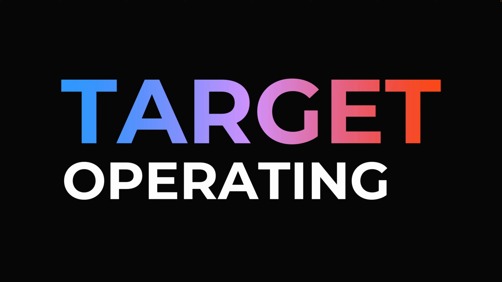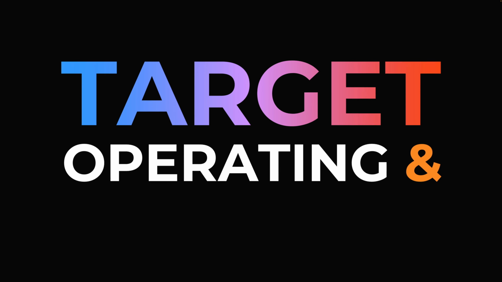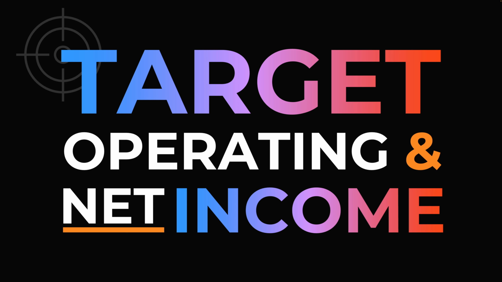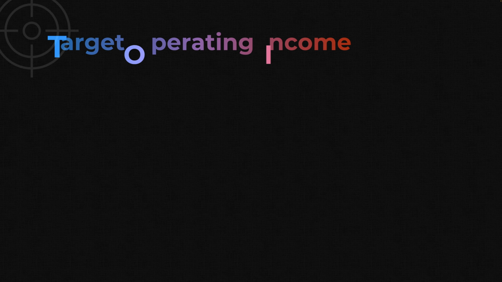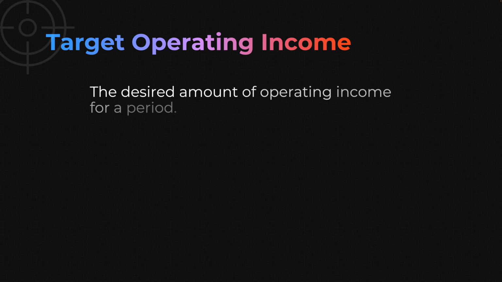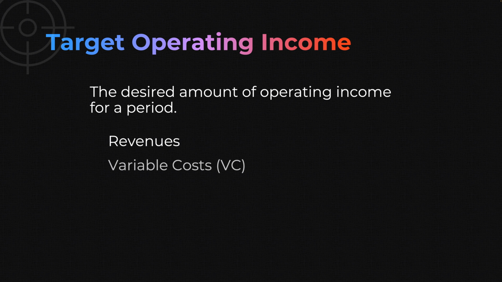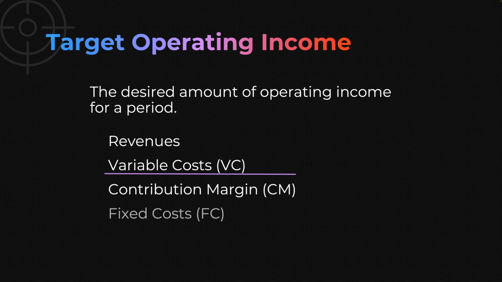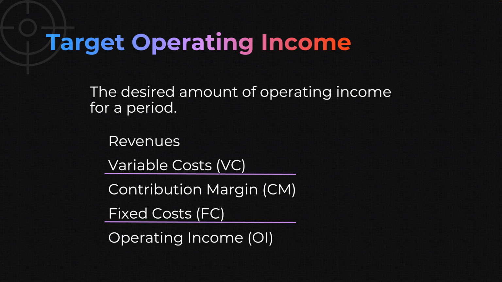In this video, we're going to discuss target operating income and target net income. We'll start by discussing target operating income, the desired amount of operating income for a period. As a reminder, we'll take revenues, subtract variable costs, and we get the contribution margin. Subtract the fixed costs, and then we get operating income.